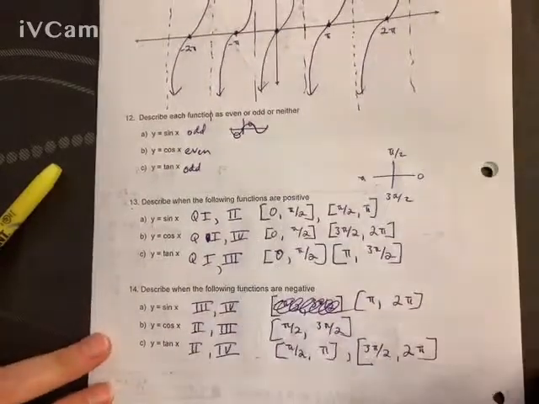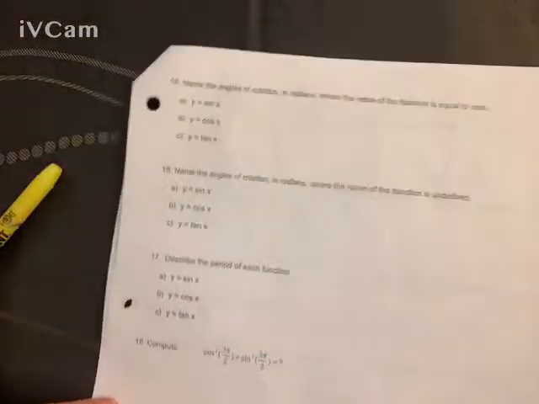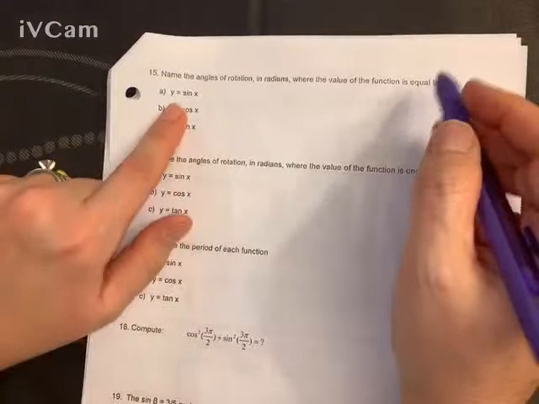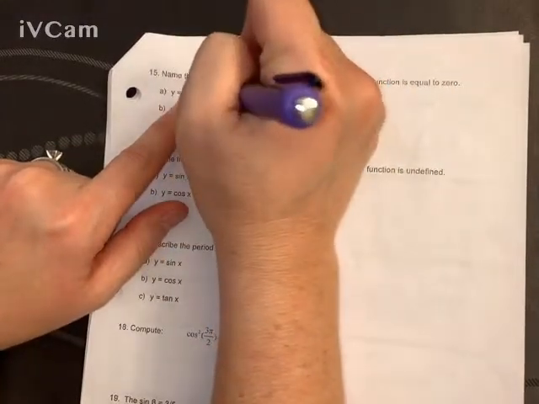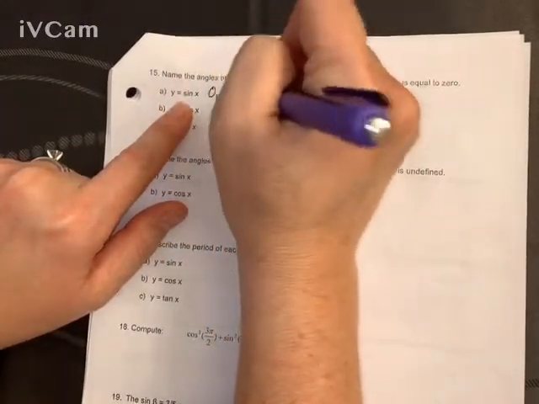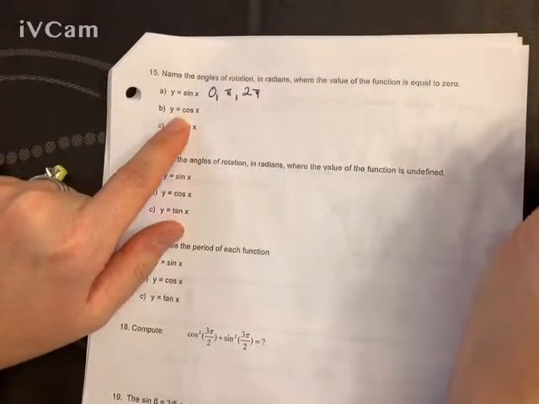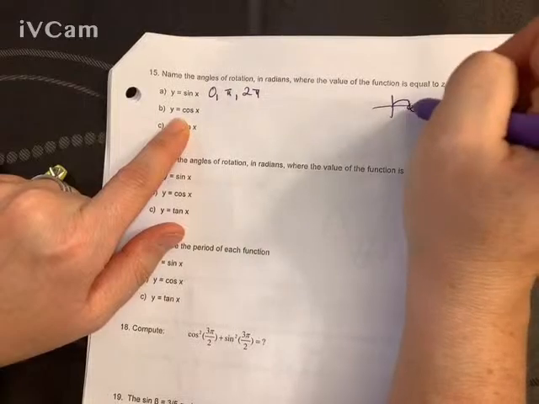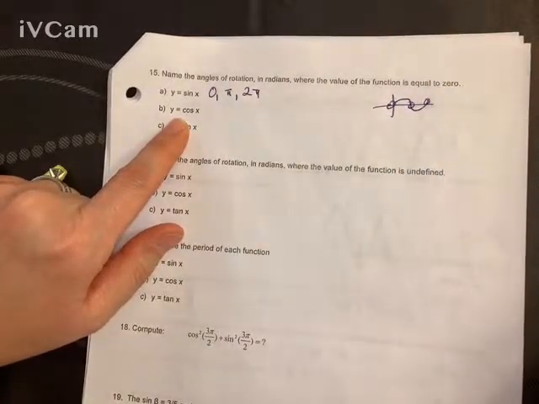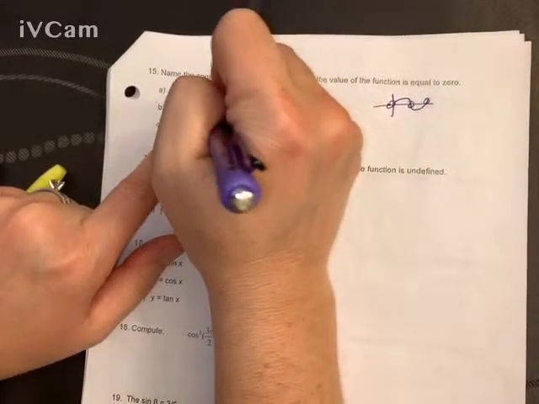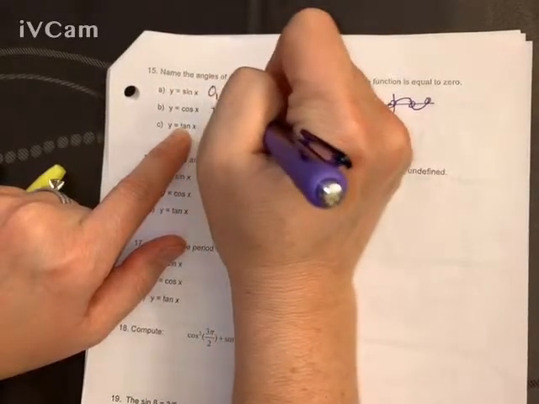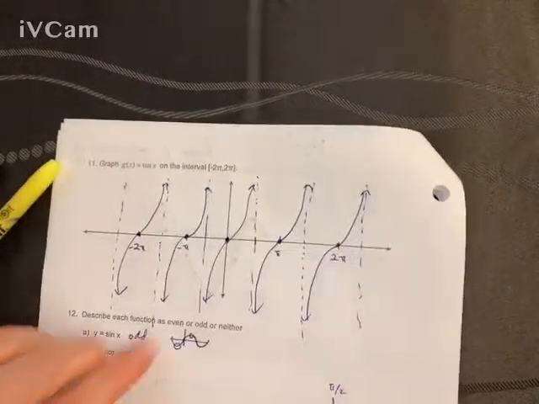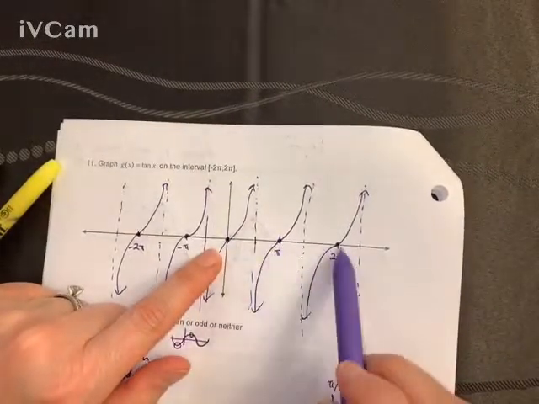All right. Name the angles of rotation in radians where the value is equal to 0. So sine is equal to 0 at 0, pi, and 2 pi. And again, I just look at my parent graphs for this. So now cosine would be pi over 2, 3 pi over 2. And since we just graphed tangent, we might as well look at it. So that's going to be 0, pi, and 2 pi also.